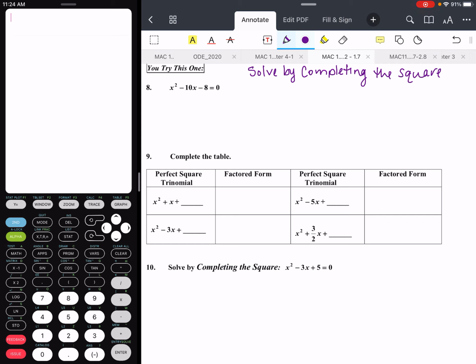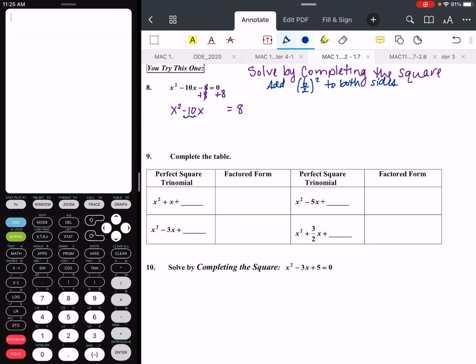Our first step is to get our variables on one side, our constant on the other. So I can begin by adding 8 to both sides. So now I have x squared minus 10x, I'm going to leave a little space there, equals 8. And now I have to figure out which value I'm going to add to both sides, which constant, to create a perfect square trinomial on the left-hand side. And remember, we're going to use that b over 2 squared, to both sides of the equation.